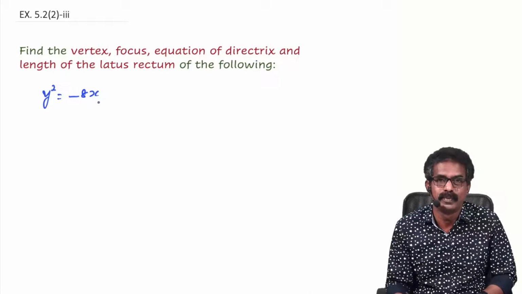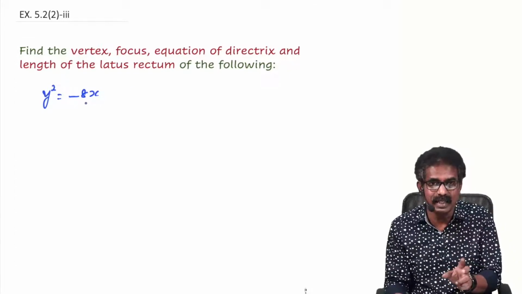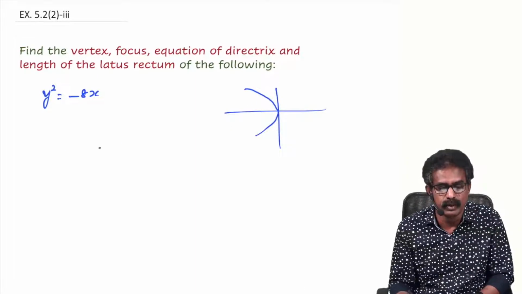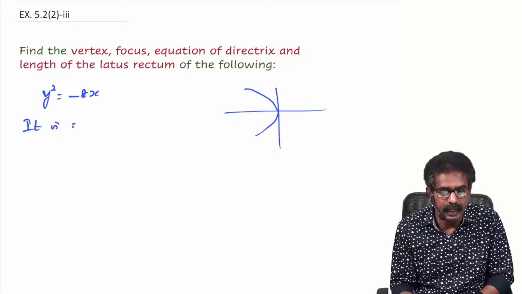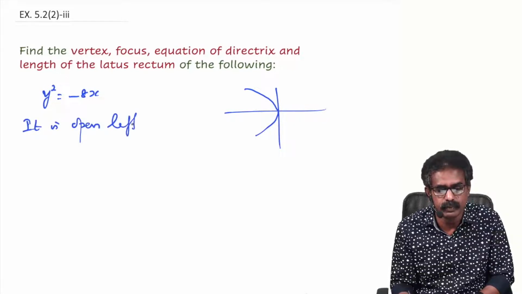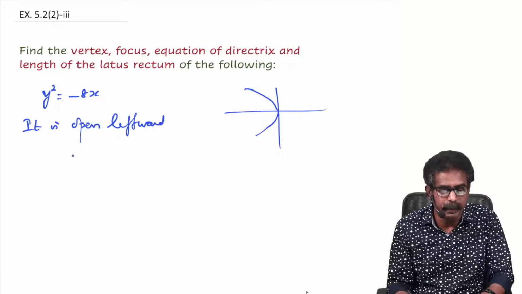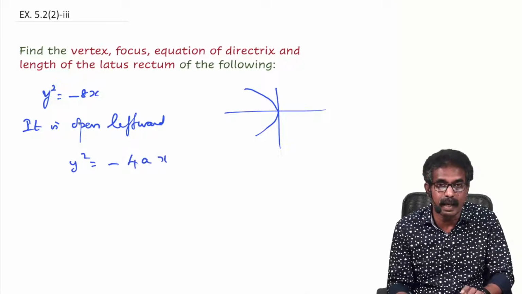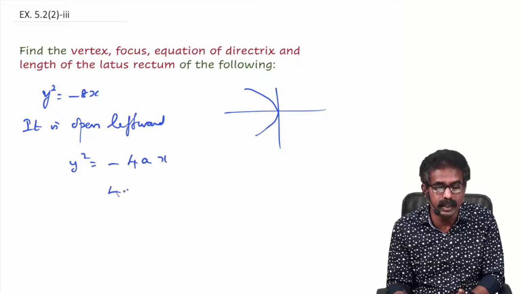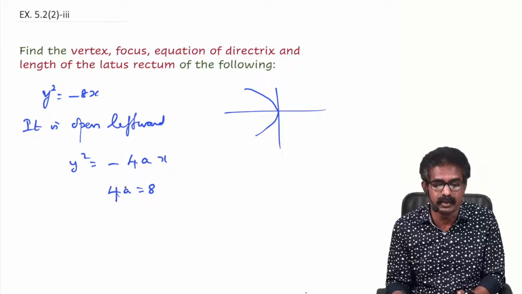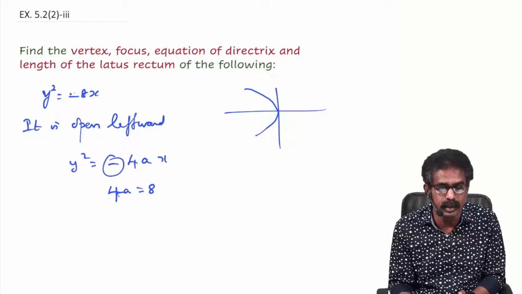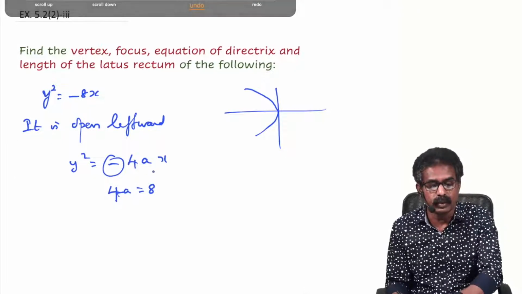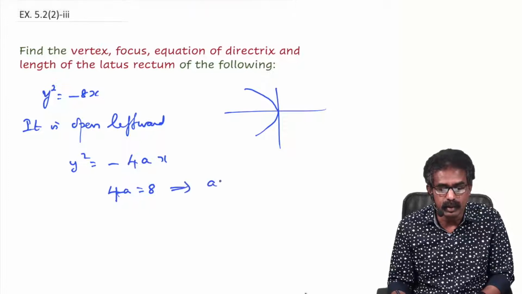Which type? y square equal to minus 4x, so second type. It is open leftward. So compare with the form y square is equal to minus 4ax. So minus is there in both the cases. So 4a equal to 8 only. Don't take minus 8, because minus is in both. Leave that minus. Instead of 4a, you have 8. So 4a you have only 8, so a equal to 8 by 4.